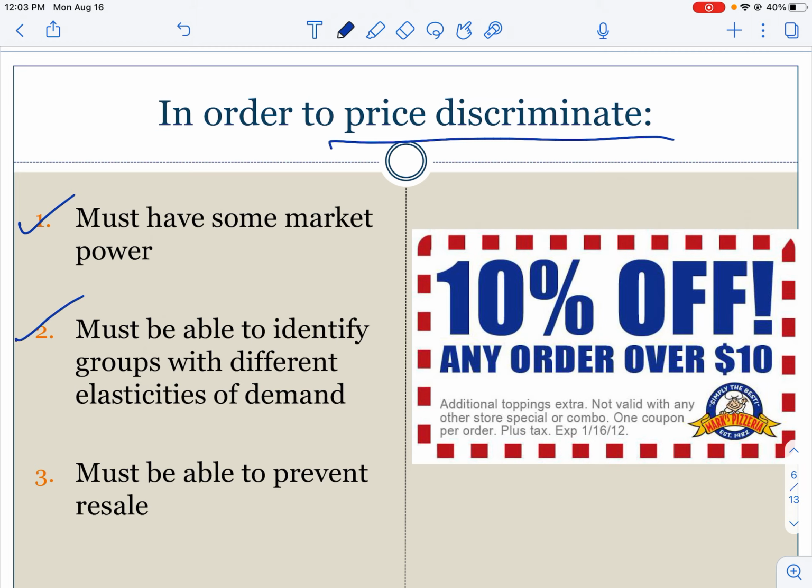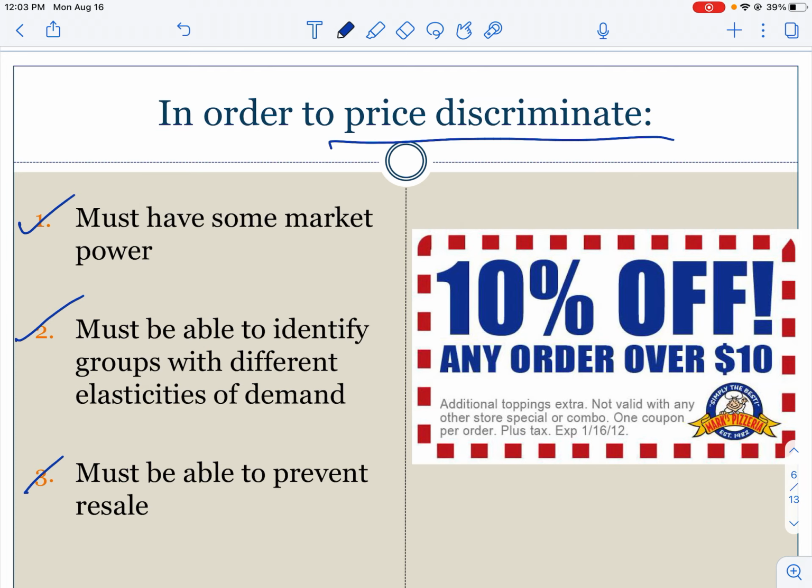And because of that, you have to be able to prevent resale. Otherwise, there'd be an arbitrage opportunity, where people who qualify for the low price would buy up a bunch and sell it to people who don't qualify for that price and are willing to pay the higher price. So those are the three things that you need in order to price discriminate.